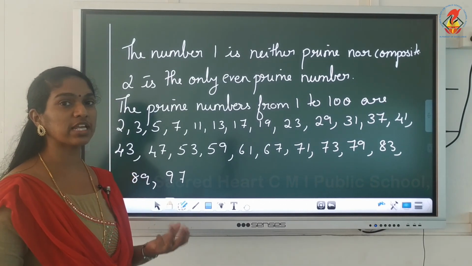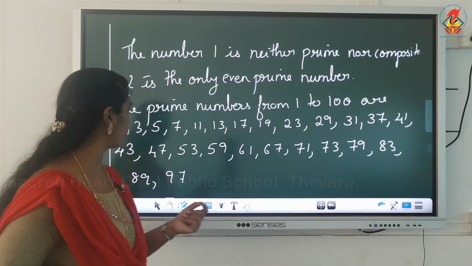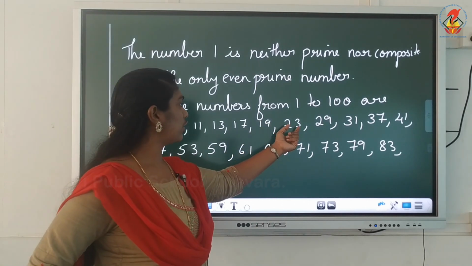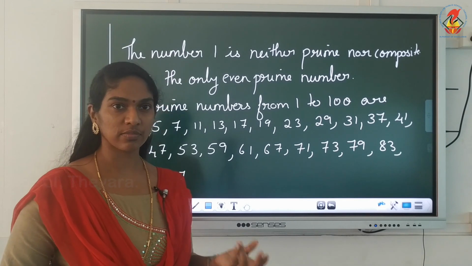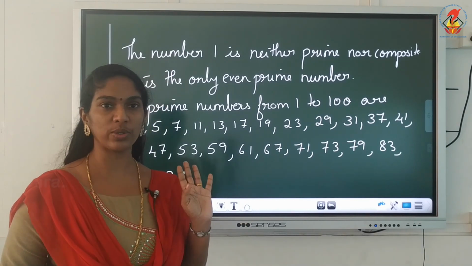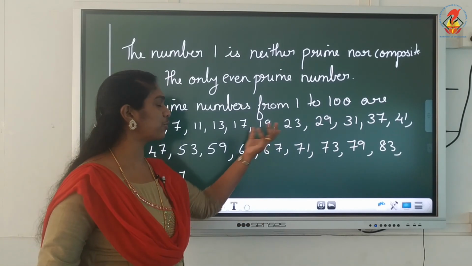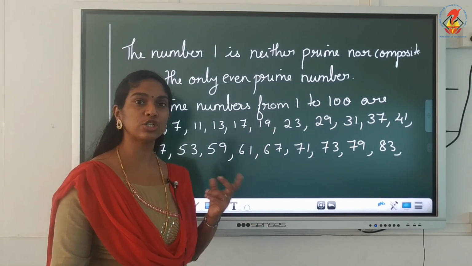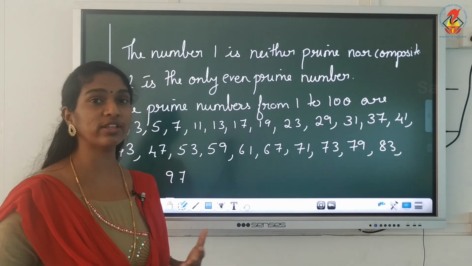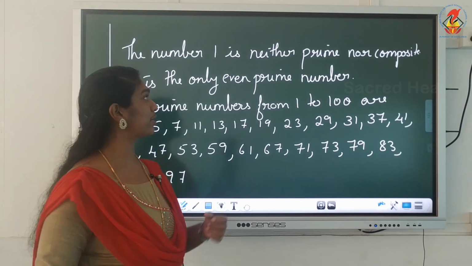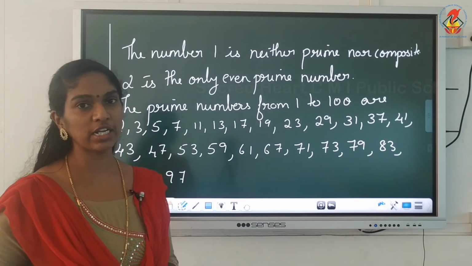So what are prime numbers? Prime numbers are numbers which have only 2 factors. If you want, I can give you one more example. You take the number 23. We know 1 into 23 is 23. Other than that, is 23 coming in any other table? No. So we can see 23 has only 2 factors. So such type of numbers are called prime numbers, and numbers which have more than 2 factors are called composite numbers. 1 is neither prime nor composite, and 2 is the only even prime number.